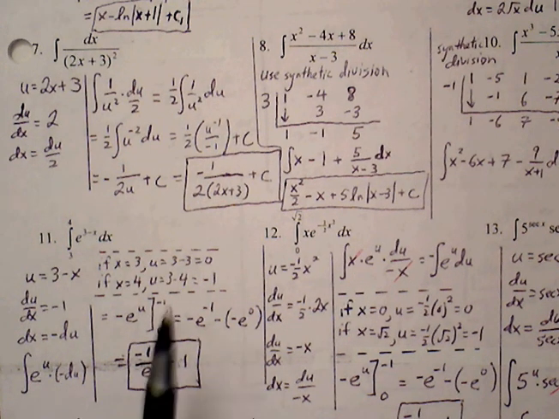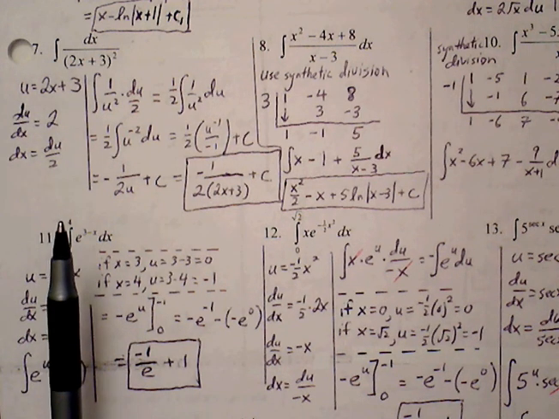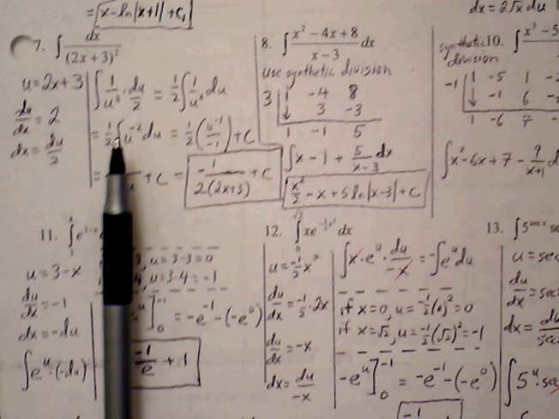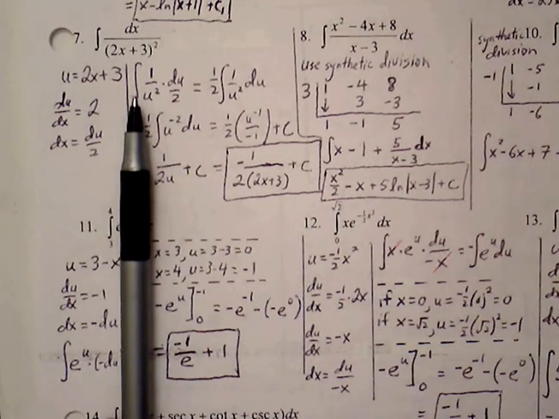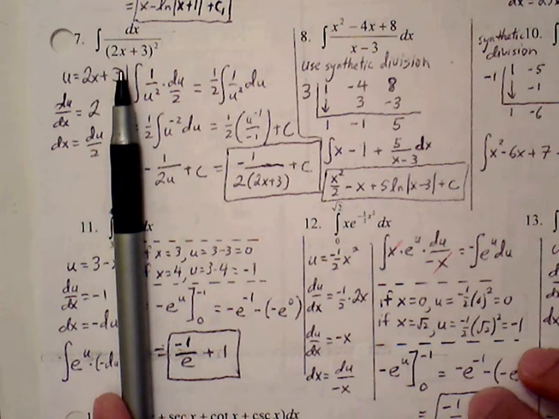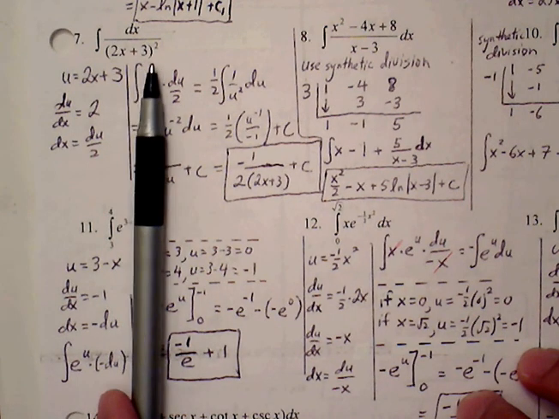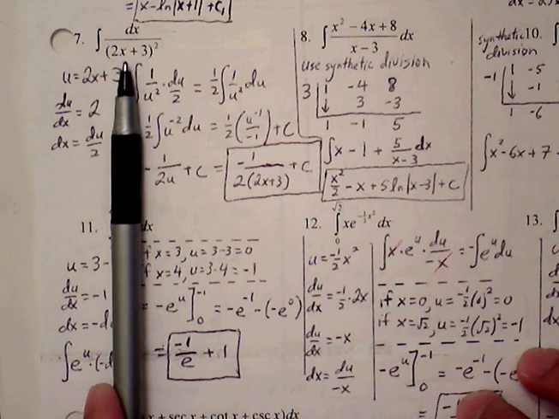Let's continue with quiz review 5.2, 5.4, 5.5, and let's continue with number 7. The indefinite integral of dx over quantity 2x plus 3 squared. And we can't expand this, so we look to the denominator to find our u value.